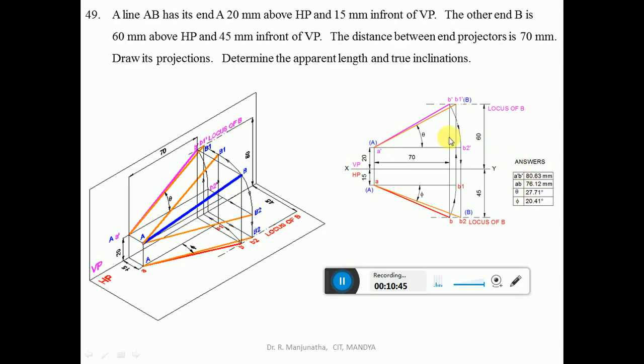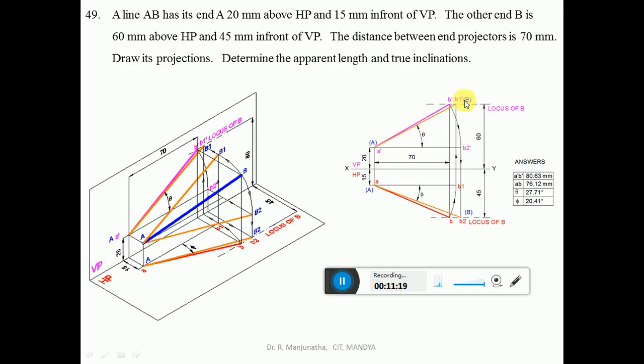Next, this is actually the problem that has been given and we have written in the sketchbook. Now we need to find out the true length and the true inclination. Since we need to find out the true inclination, first we need to find out the true length. To find out the true length, you have to make the line parallel to any one of the planes. Suppose you want to find out the true length in HP, you make the line parallel to HP. Suppose you want the true length in VP, you have to make the line parallel to VP. Now first we are going to find out the true length in VP.